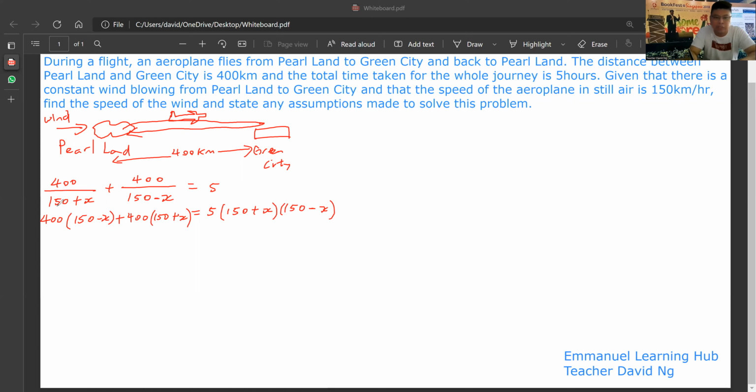Okay, 150 plus x, I cancel away, right? So it'll be 400 multiplied by 150 minus x. So this one, when I multiply by this, I cancel off 150 minus x. So I end up with 400 multiplied by 150 plus x. Then after that, I open this bracket, 400 multiplied by 150, you have 60,000.